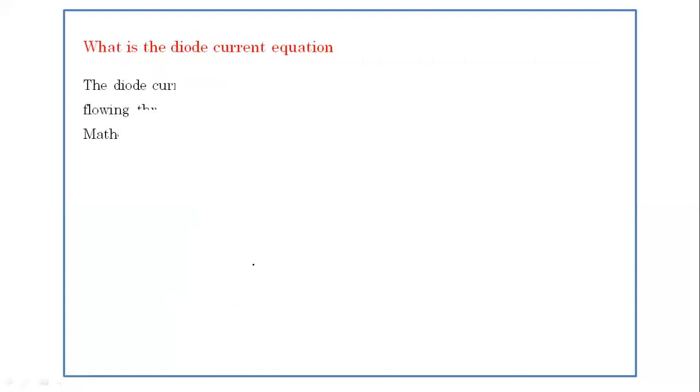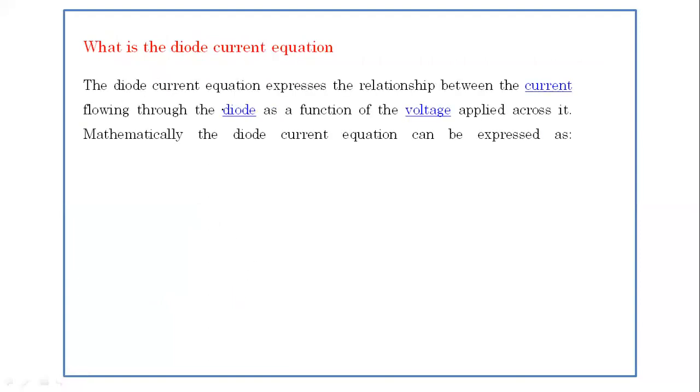Next, what is the diode current equation? The diode current equation expresses the relation between the current flowing through the diode as a function of the voltage applied across it. Mathematically, the diode current equation can be expressed as I = I0 (e^(qV/ηkT) − 1). This is the diode current equation formula. The question may ask: write the diode current equation.